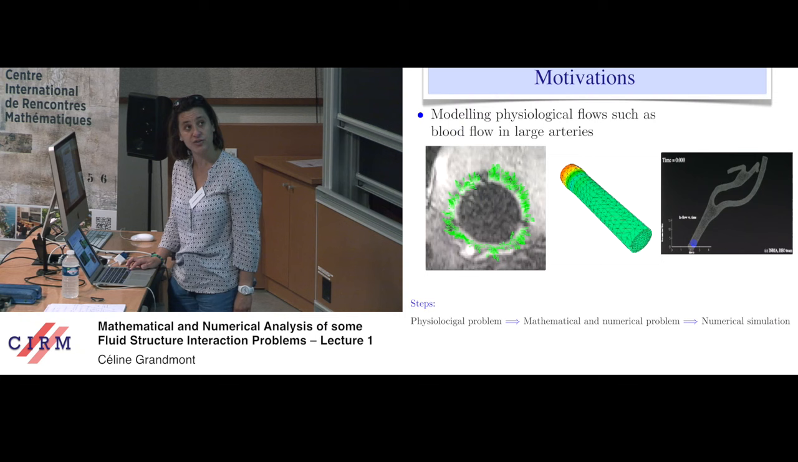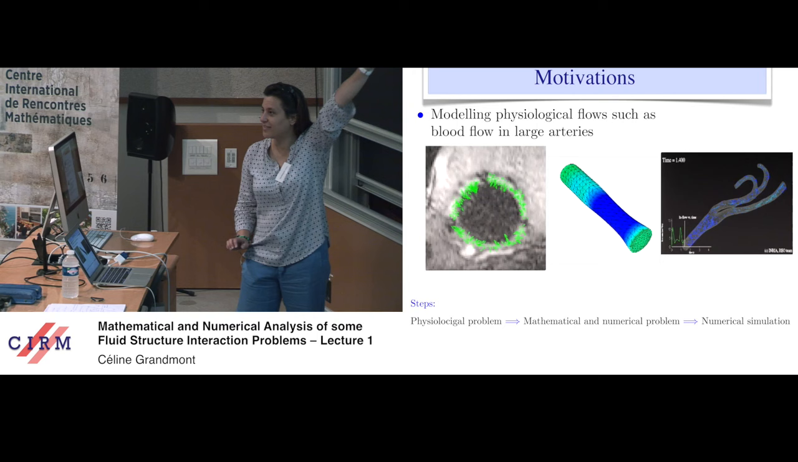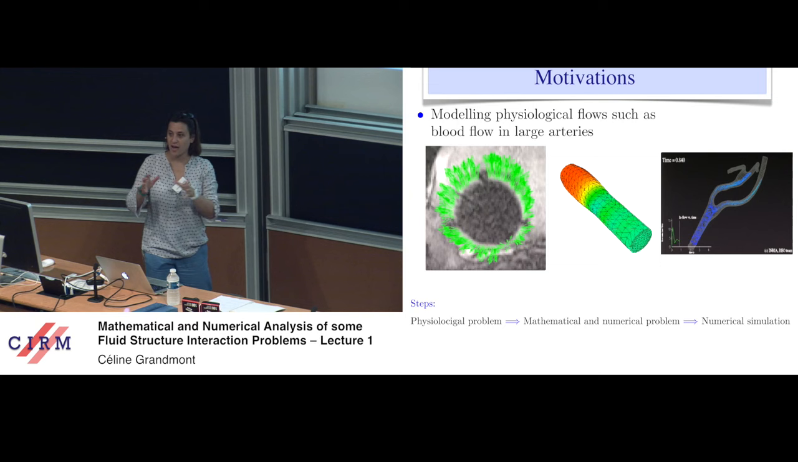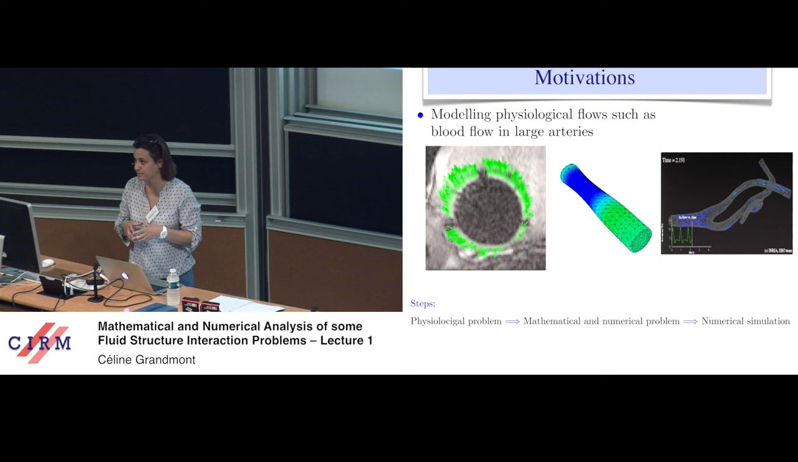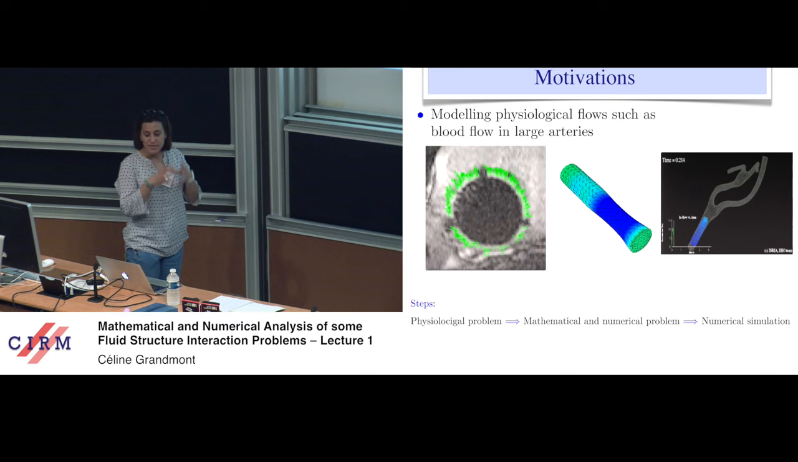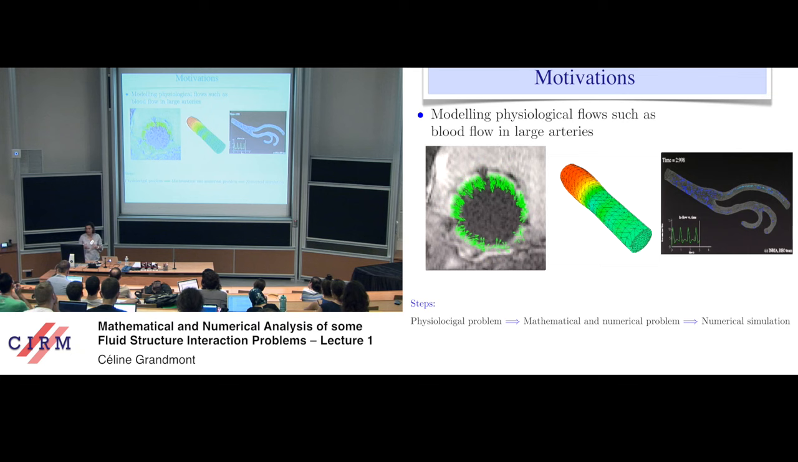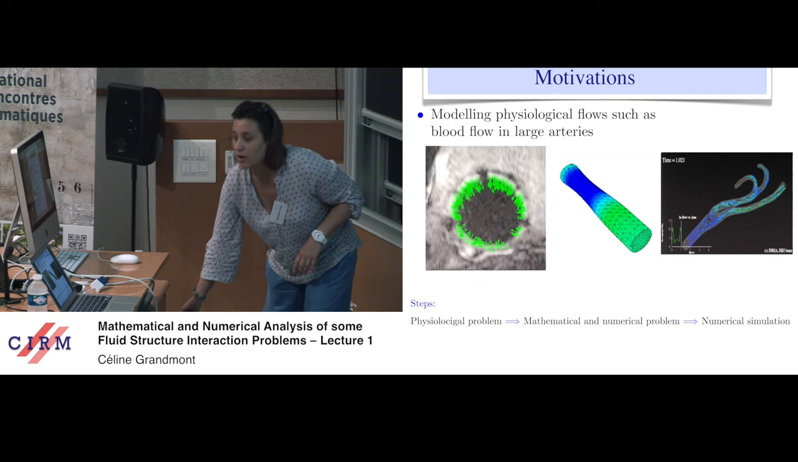So, you already saw this image in the presentation of Alberto. This is a cut of the aorta, and you see the displacement field of the aorta wall. So you start from a physical problem. You model it, so you have to know what are the relevant parameters, what are the relevant unknowns for the purpose you are focusing on.